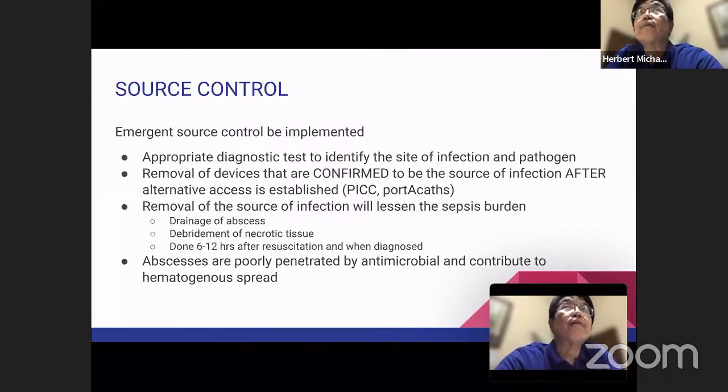If the device, the venous access, is confirmed to be the source of the infection, after getting an alternative access, you need to remove the source of infection. Removal of the source of infection will lessen the sepsis burden, like the drainage of the abscess, the debridement of necrotic tissue, especially in burns. And you can do this 6 to 12 hours after the resuscitation has been done and the moment you suspect it. Remember, abscesses are poorly penetrated by antimicrobials and can contribute to hematogenous spread.